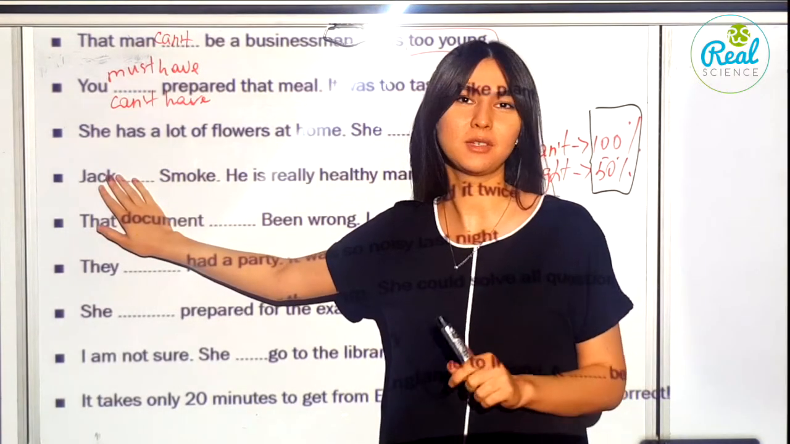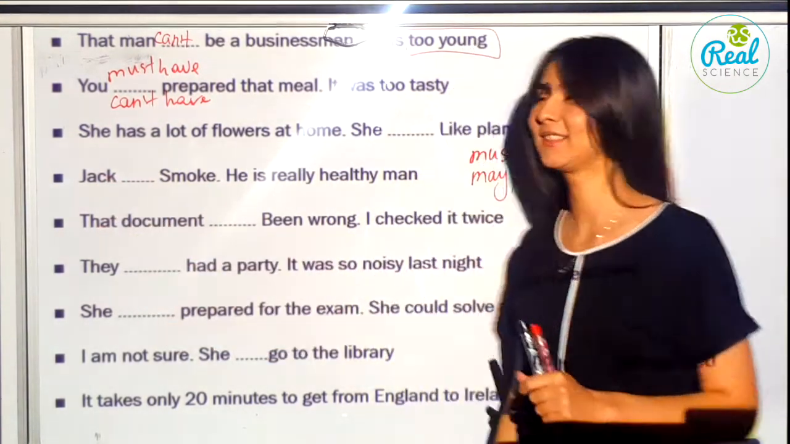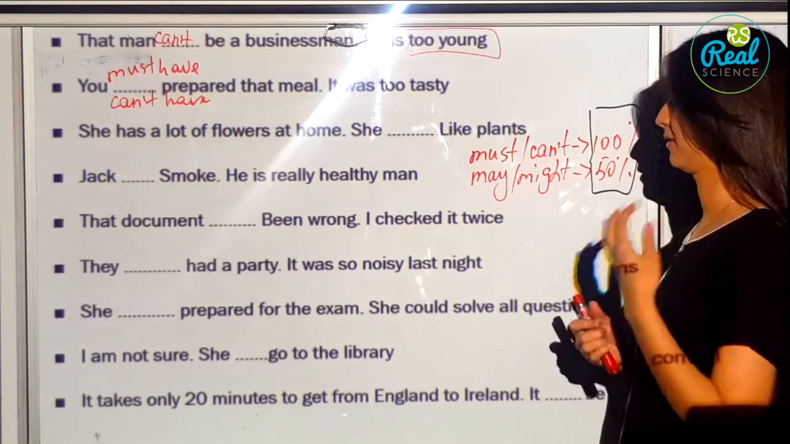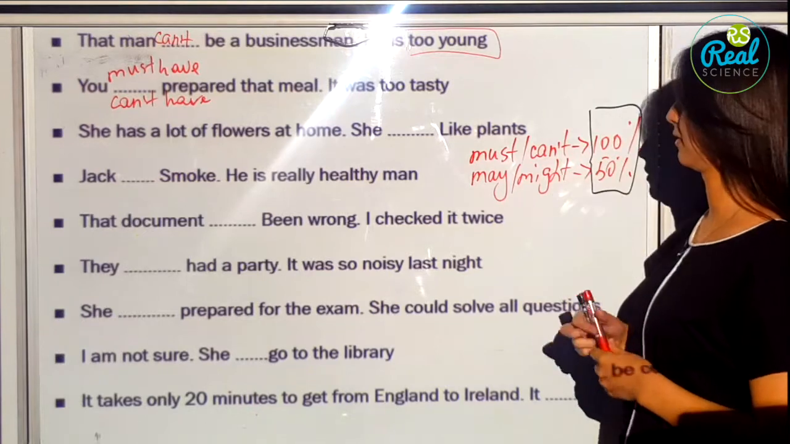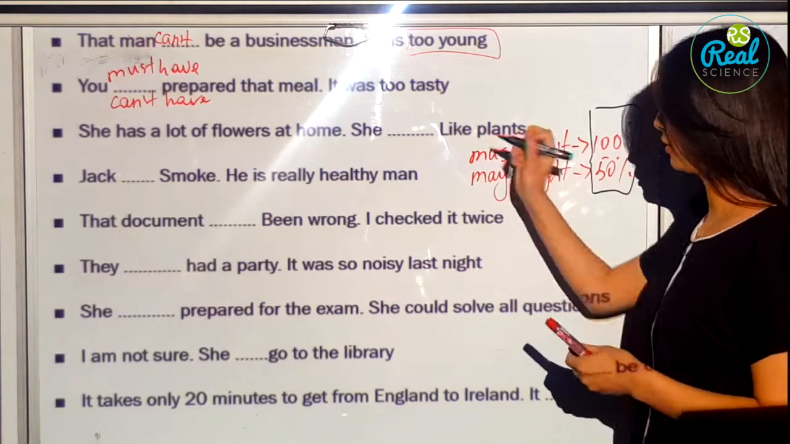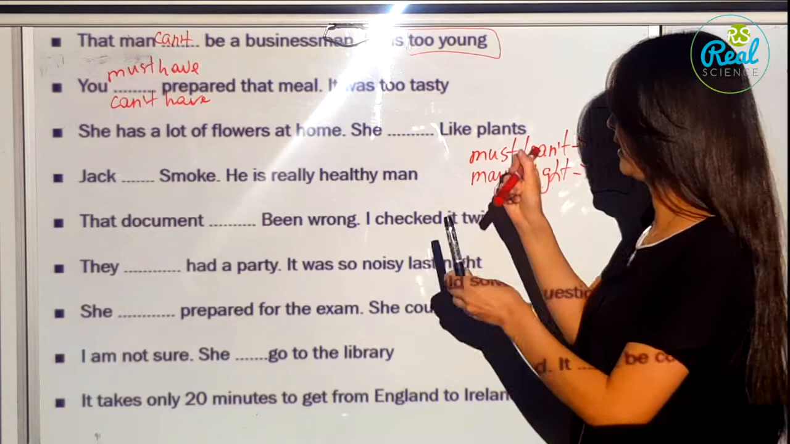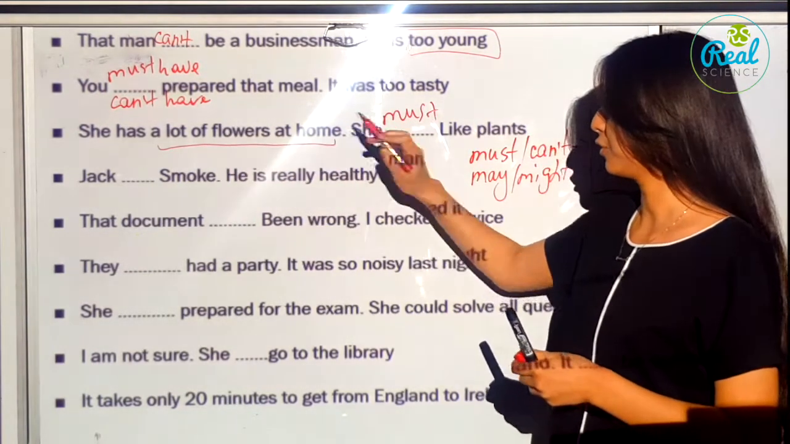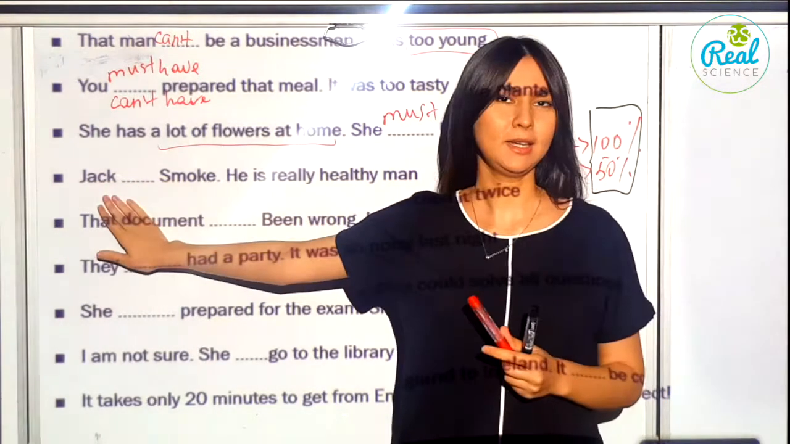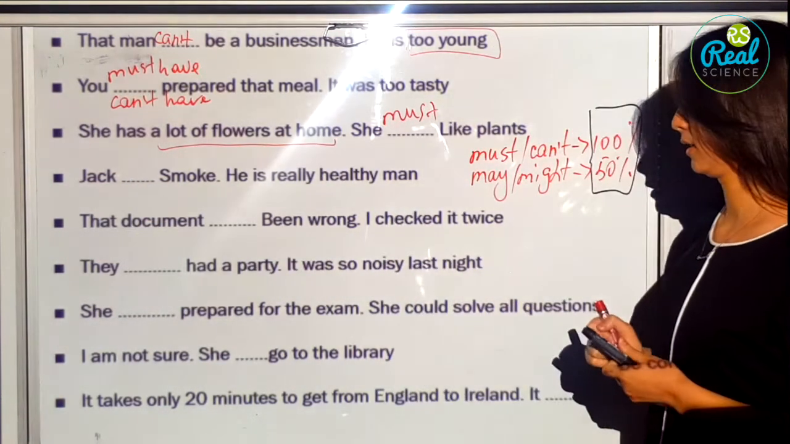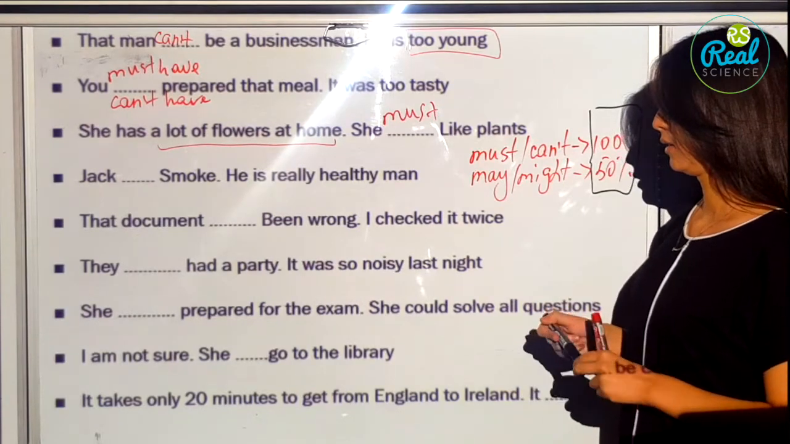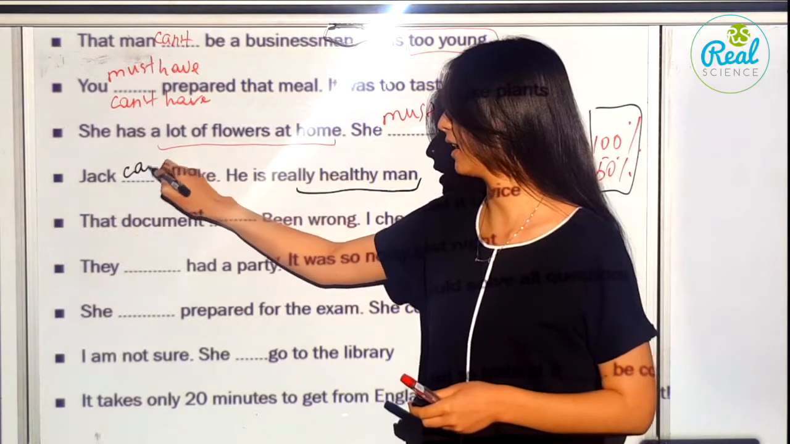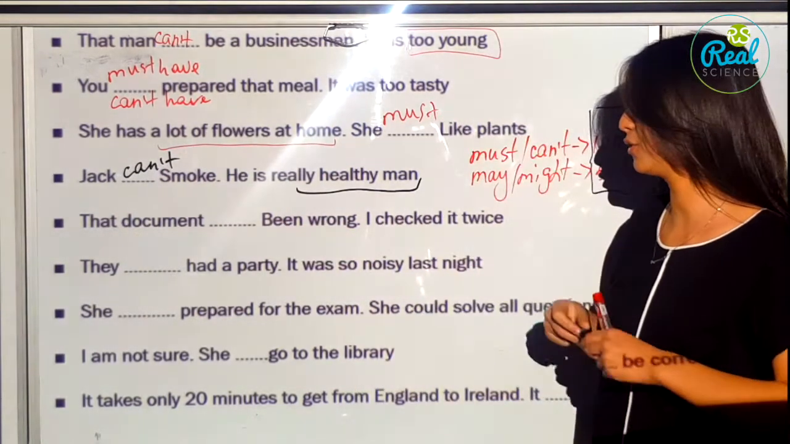Next one, third one. Any boys? I need boys. She has a lot of flowers at home. She must like plants. Good job, because there are a lot of flowers at her home. Next one. Jack can't smoke. He is a really healthy man. So this means he cannot smoke. He can't smoke. Good job.